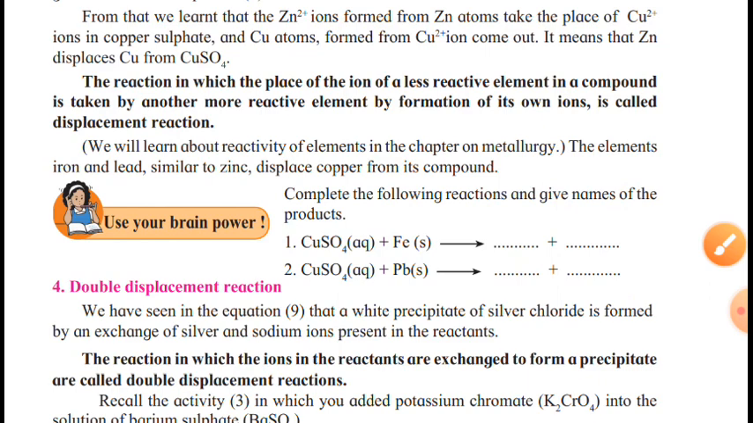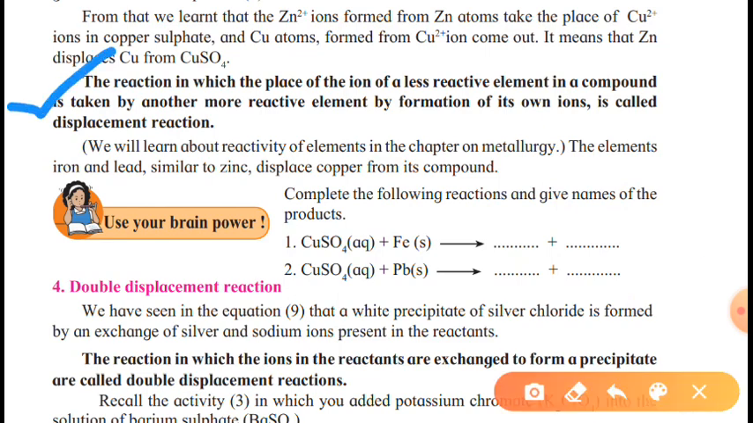Here the definition is: the reaction in which the place of the ion of a less reactive element in a compound is taken by another more reactive element by formation of its own ion is called a displacement reaction.